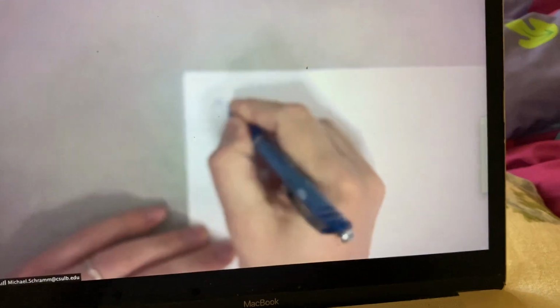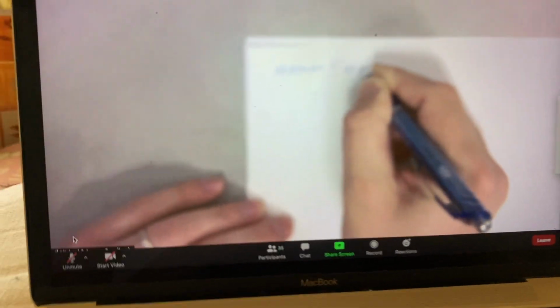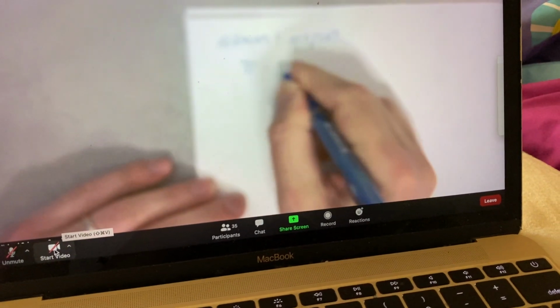Focused until I actually write something. We're going to talk about the chemistry of alkenes and alkynes. And more specifically, we're going to talk about the chemistry of the pi bond.